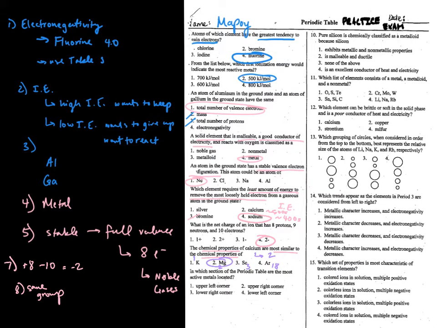In which section of the periodic table are the most active metals located? So the most reactive, the metals are on the left side. So let's cross out choice 2 and 3 because metals are on the left side. Now the upper left corner right here, let's draw this out.